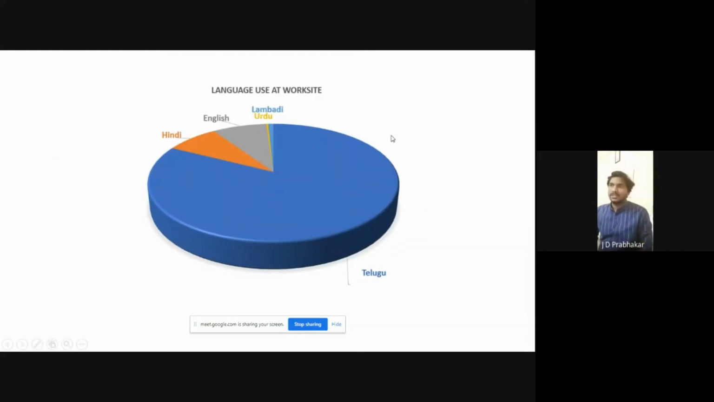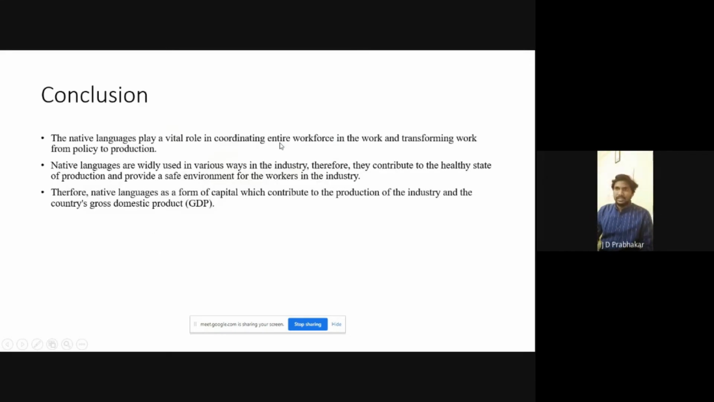Yeah, this is the overall language used at the website if I were to present in graph. So Telugu is being used more than 86% and English is used only 8% and Hindi is very less percent, 7%, and some local language, Lambadi and Urdu also is being used over there. So the conclusion is the native languages play a vital role in coordinating the entire workforce. Language is just not only for communication purpose, it actually coordinates the entire workforce, which is very essential for any website.